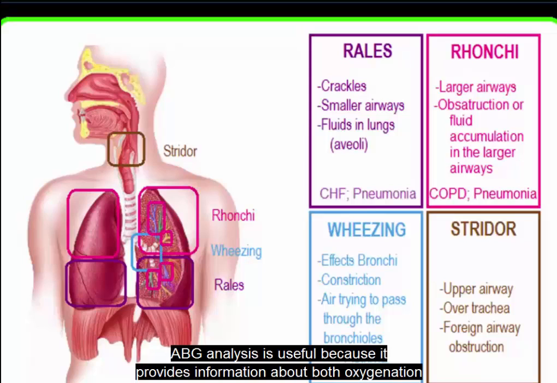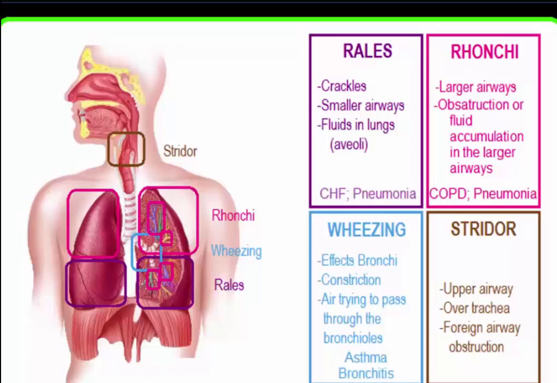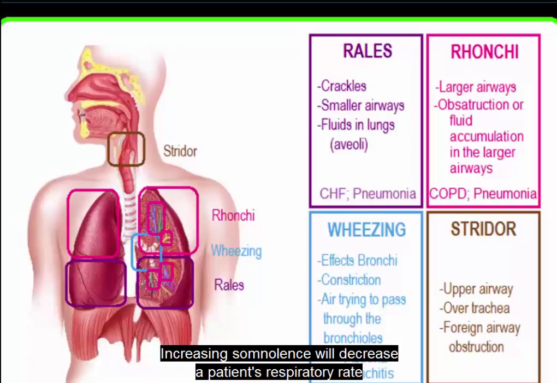ABG analysis is useful because it provides information about both oxygenation and ventilation and assists with determining possible etiologies and appropriate treatment. Increasing somnolence will decrease a patient's respiratory rate and further increase the PaCO2 and respiratory failure, so rapid action is needed to prevent a respiratory arrest.